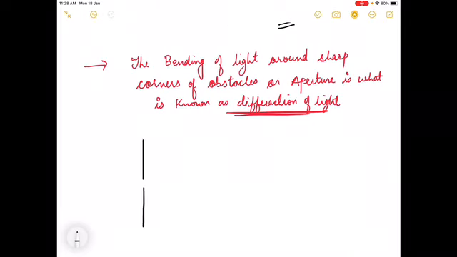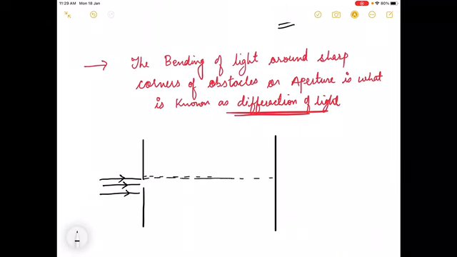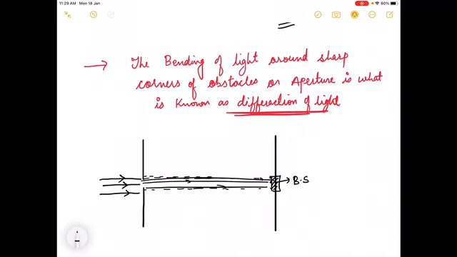Okay, when we have only one slit, basically again we will talk about two things here. When we have only one slit, the light will pass through this one slit. Accordingly, if the light travels in a straight line, we are supposed to get a single bright spot or bright fringe over here at the center.